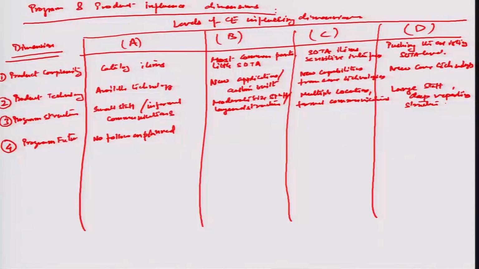So, in this particular case in program future, you have completely no idea of what is going to happen to the structure of the program, or what is going to happen to the program once the particular product life cycle is over.